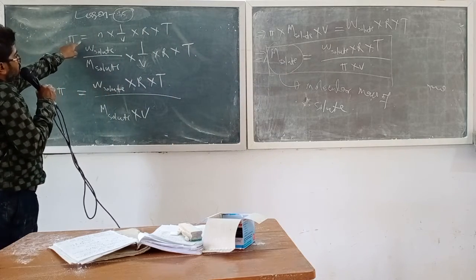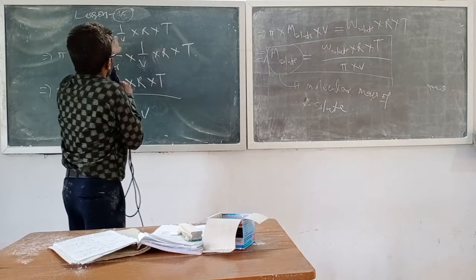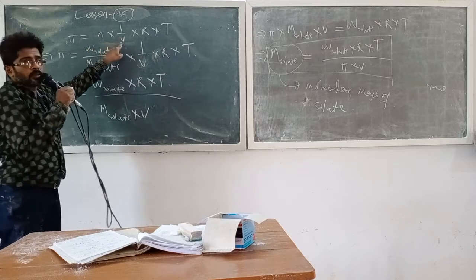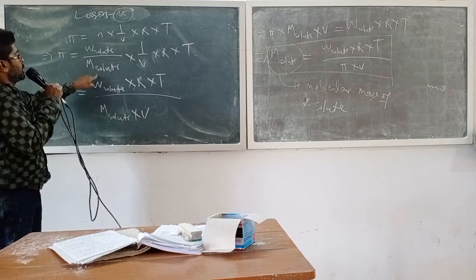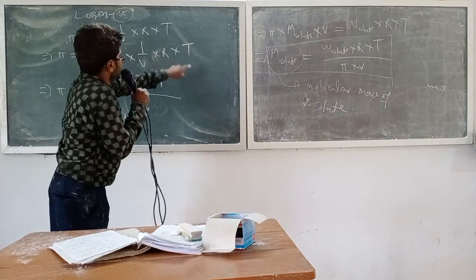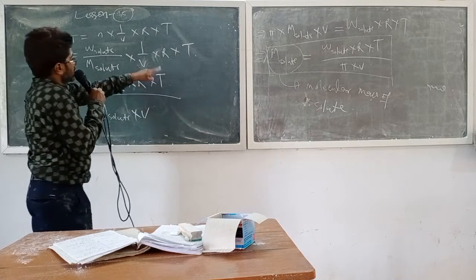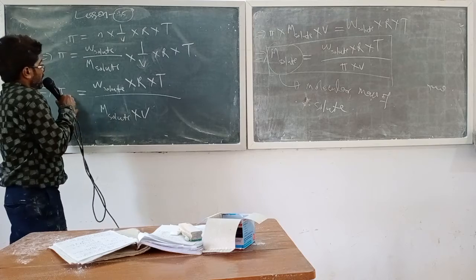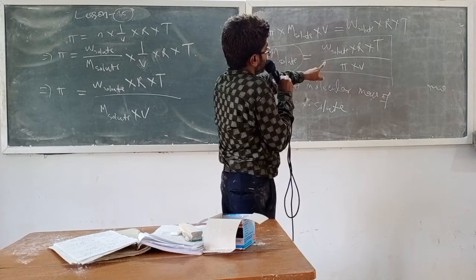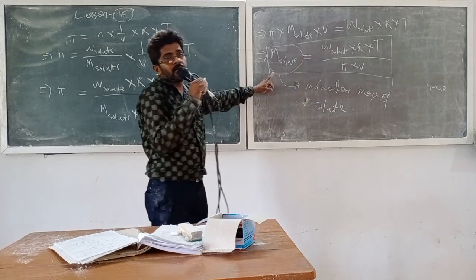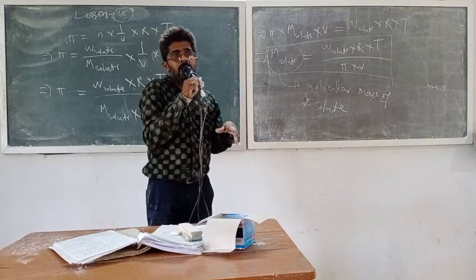So by the help of osmotic pressure, pi equals N into 1 by V into R into T. R is the ideal gas constant, T is the temperature, N is the number of moles of solute, and V is the volume of the water. In place of N we put W solute by M solute, so pi will be W solute into R into T by M solute into V, and M solute equals W solute into R into T by pi V. So by the help of osmotic pressure we can calculate the molecular mass of the solute.